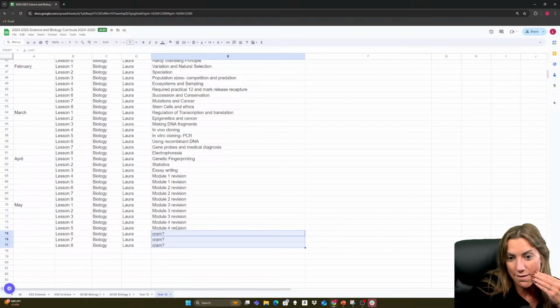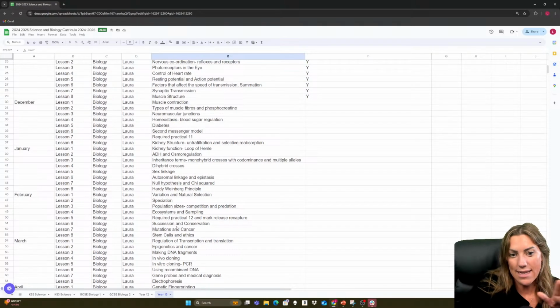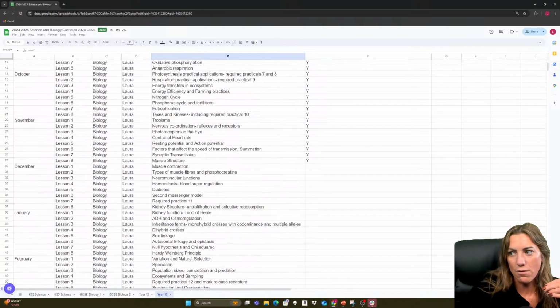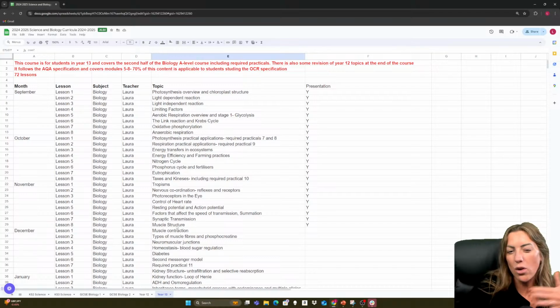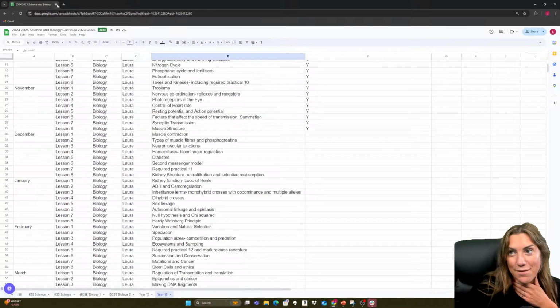Yeah, there are specific OCR lessons as well. This is the AQA one, but there is the same thing for OCR. But obviously with OCR, the topic orders and the content are a little bit different. This is the AQA one, but there is an OCR one. Yeah, definitely go over question techniques for sure.